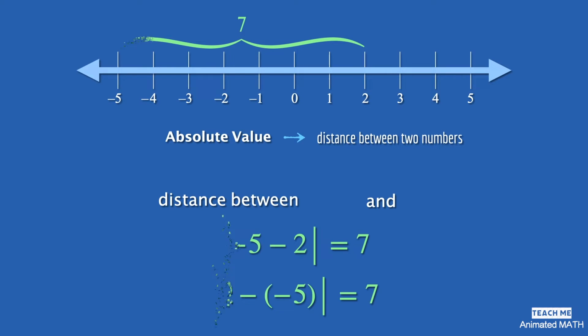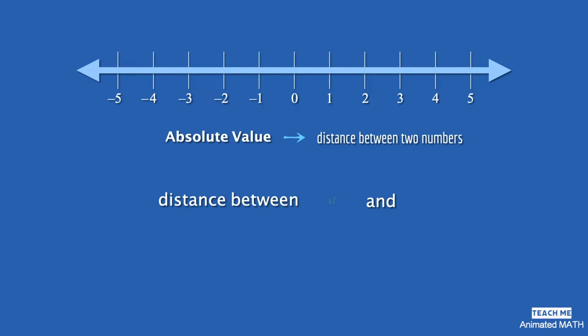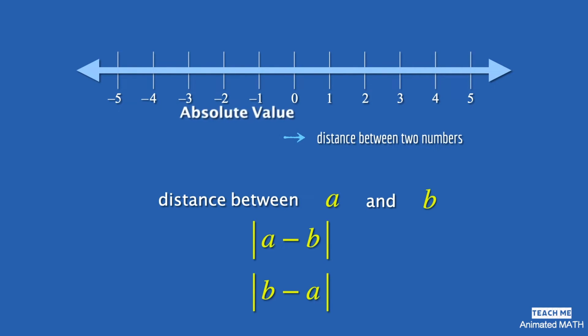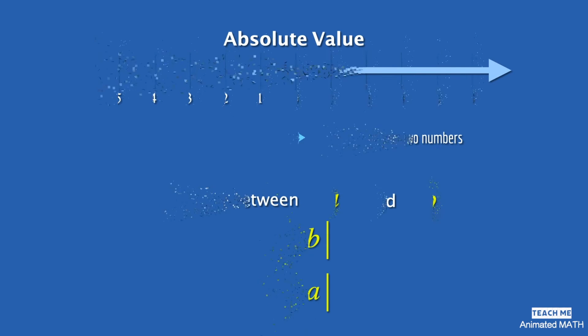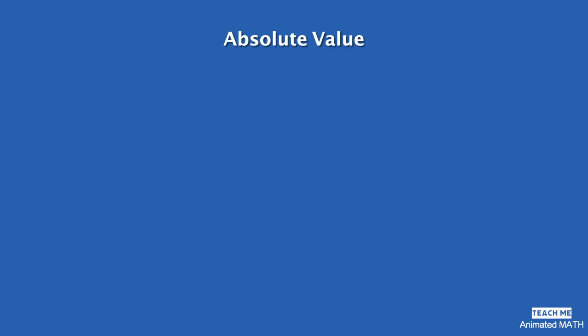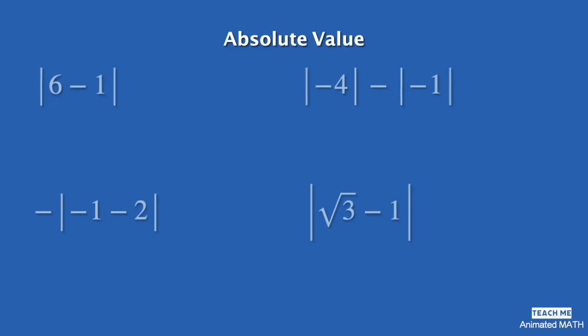The distance between two numbers a and b is the absolute value of a minus b, which we can also write as the absolute value of b minus a. Now let's learn about simplifying expressions that have the absolute value symbol.